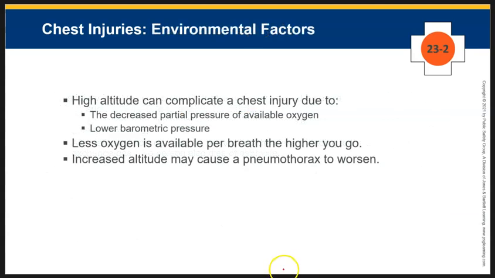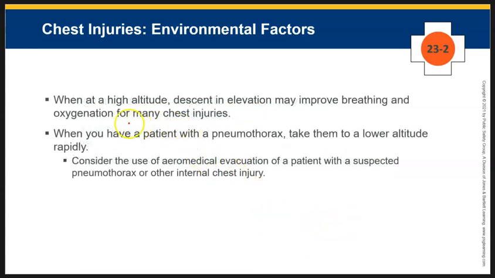For any one of these chest injuries, high altitude can complicate what we're seeing just because at high altitudes there's a lower partial pressure of oxygen. It's still 21% of the atmosphere as a fraction, but the external pressure, the barometric pressure, is less, and so the fraction of oxygen, its partial pressure, is less as well. That can cause any of these cases to worsen, and so one thing to consider is to take that patient with a chest injury to lower elevations, and that could be by calling in a helicopter for evacuation.